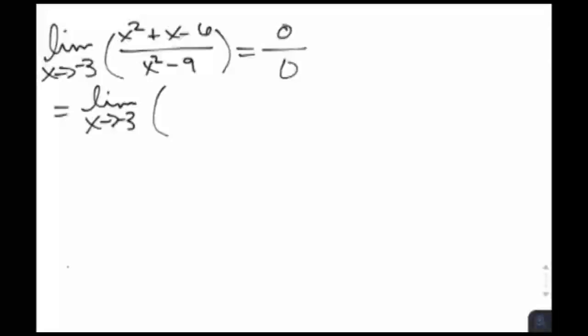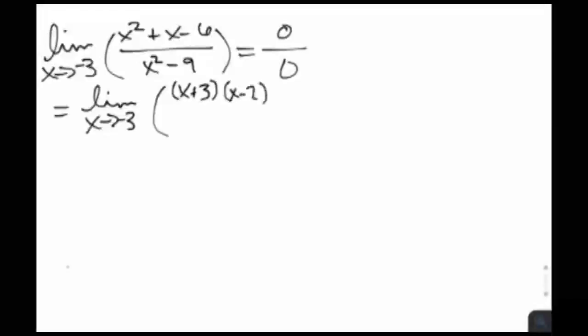So how can we factor the numerator, which is x squared plus x minus 6? We can simplify that down to x plus 3 and x minus 2. Let me show you how to do that real quick. To put it back into the longer form, we have x plus 3 and x minus 2.